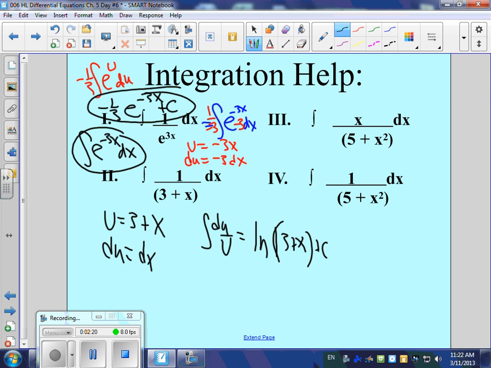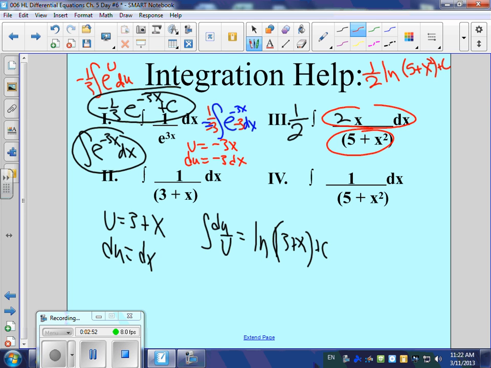Well, that sort of works for this next one, except u is 5 plus x squared. What's the derivative of 5 plus x squared? 2x. So what do I have to pull out in front? A 1/2. Now, this is du over u. What's the antiderivative of du over u? Natural log of u. So there we go: 1/2 natural log of 5 plus x squared.